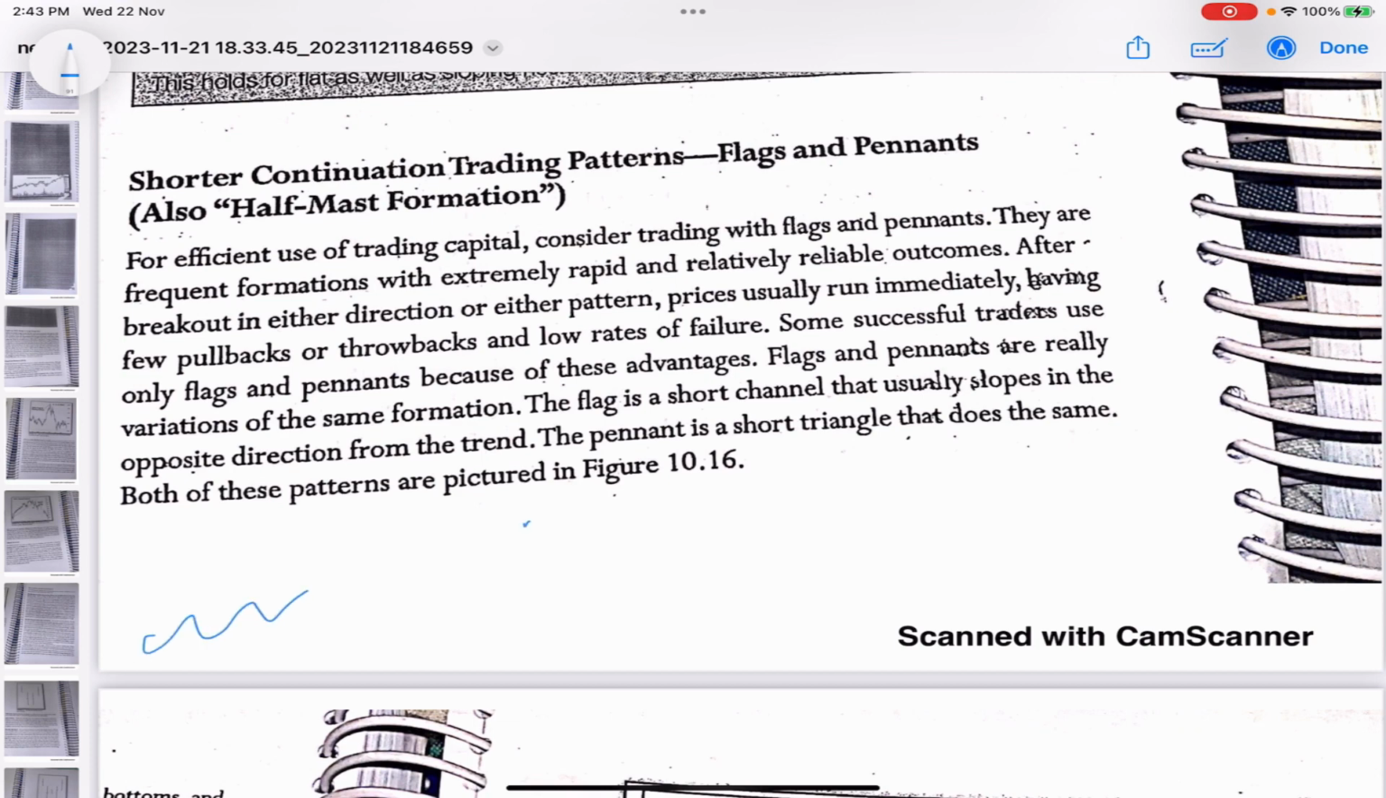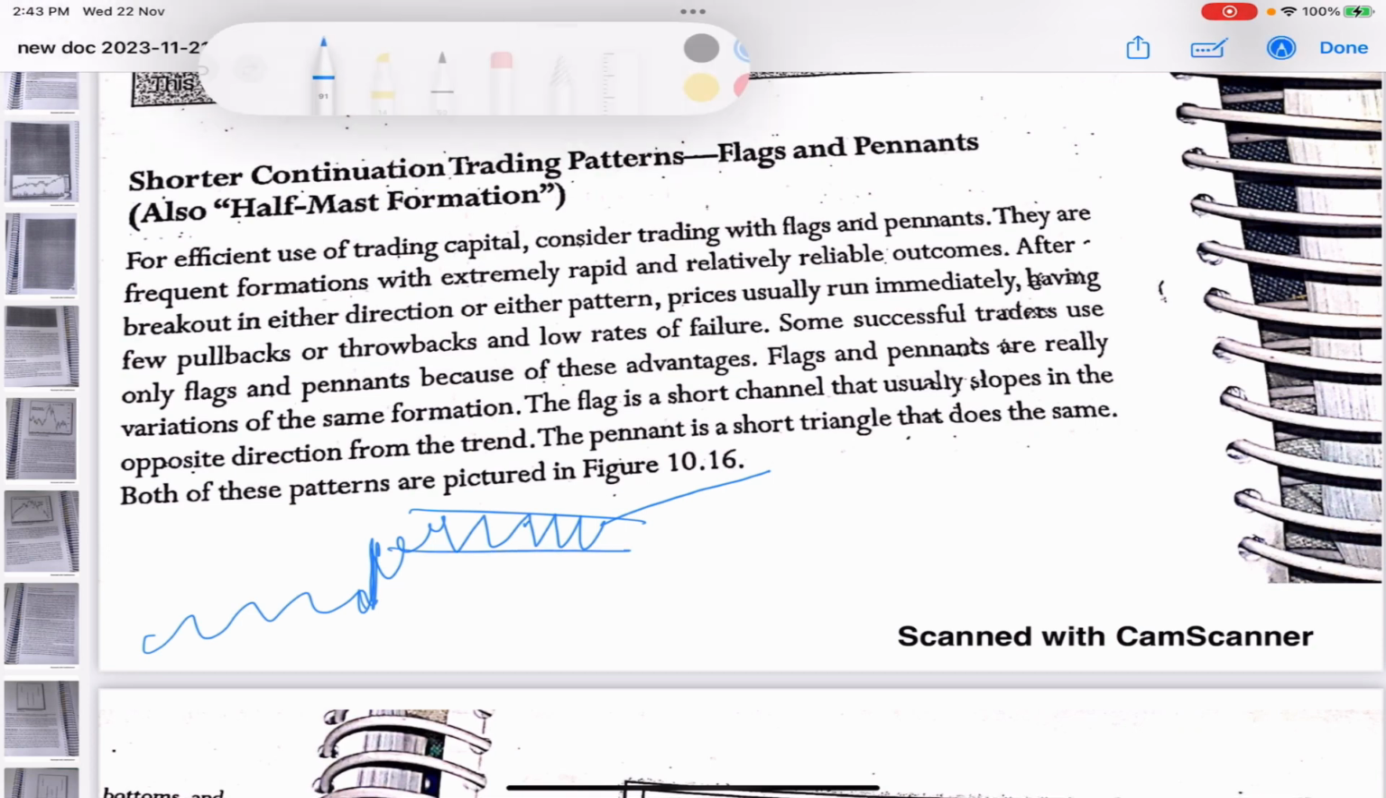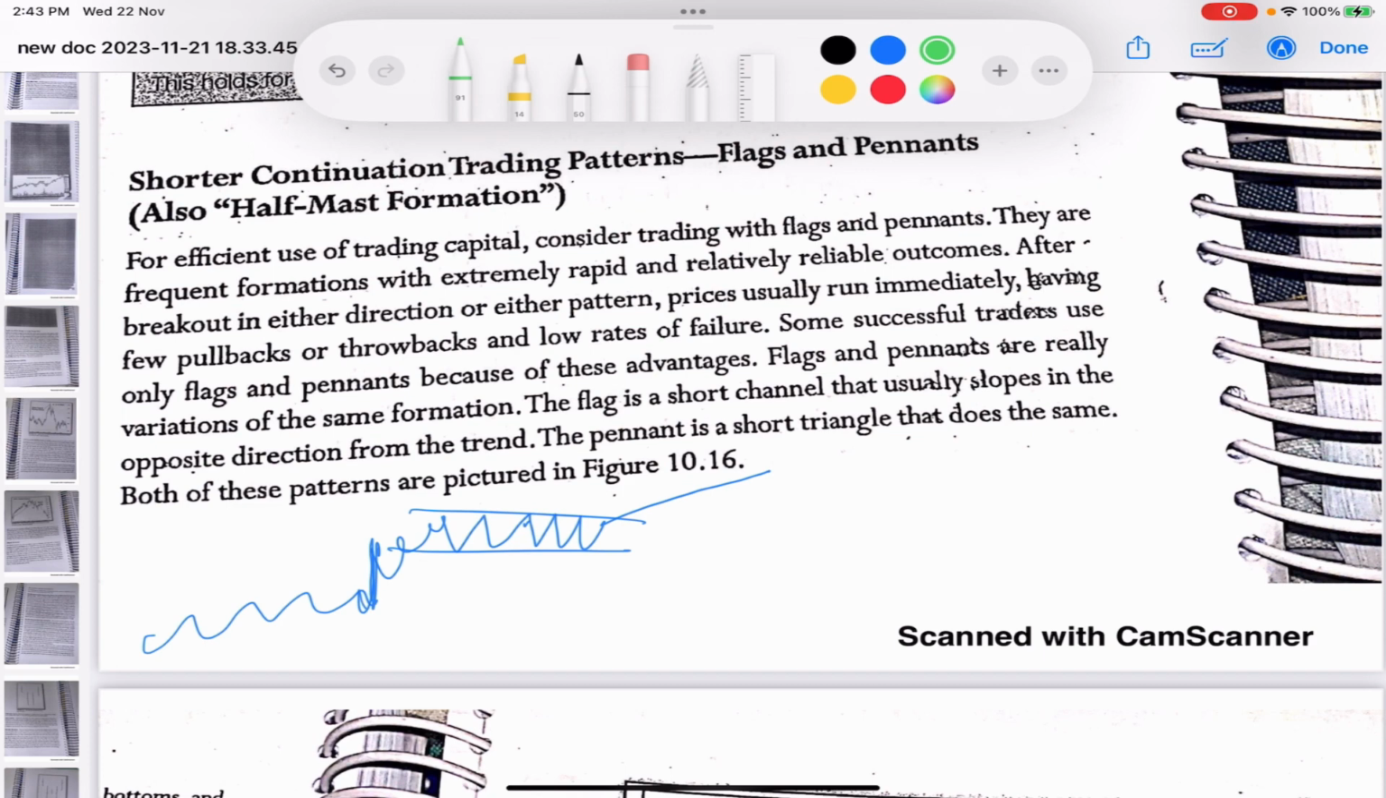So the price basically consolidates like this, and it consolidates like this and breaks and goes up. So you can see that there is a pole, and there is a flag, and then there is a flag breakout, and then the price went up. So this is what a flag and pole basically looks like, and you need to keep that in mind.